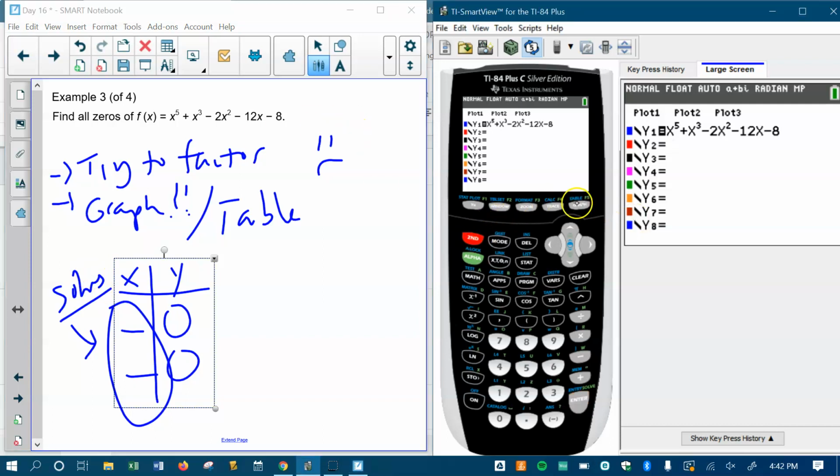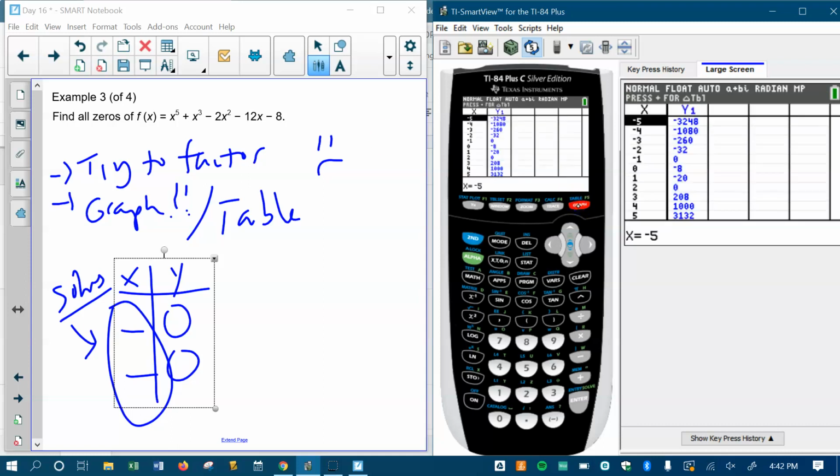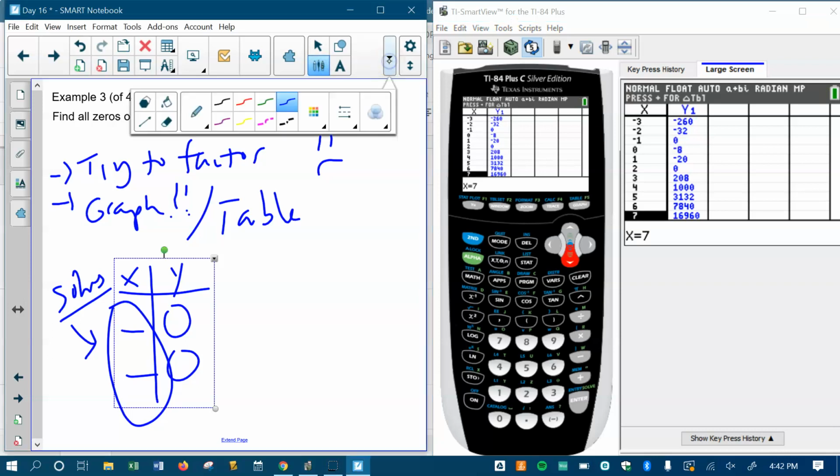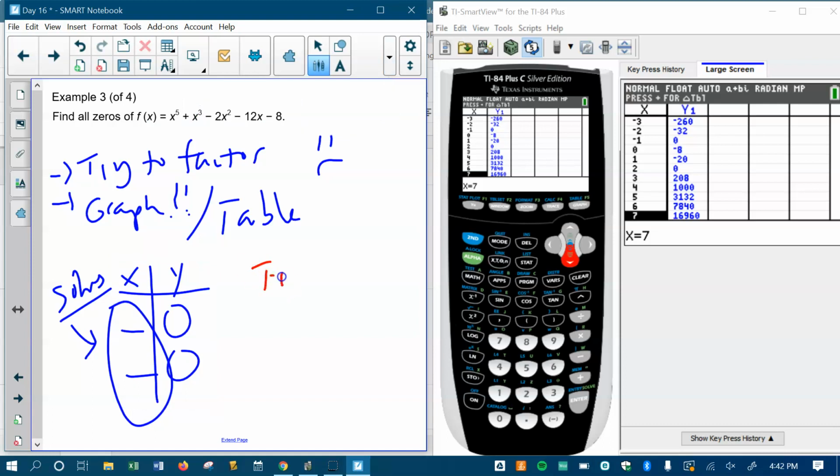The way I go to the table is second graph, because that's the table. I see some already. I see -1 and 2. I don't really see any others after that, but I definitely see -1 and 2. So let's use those. I see x equals -1 and x equals 2 from the table.